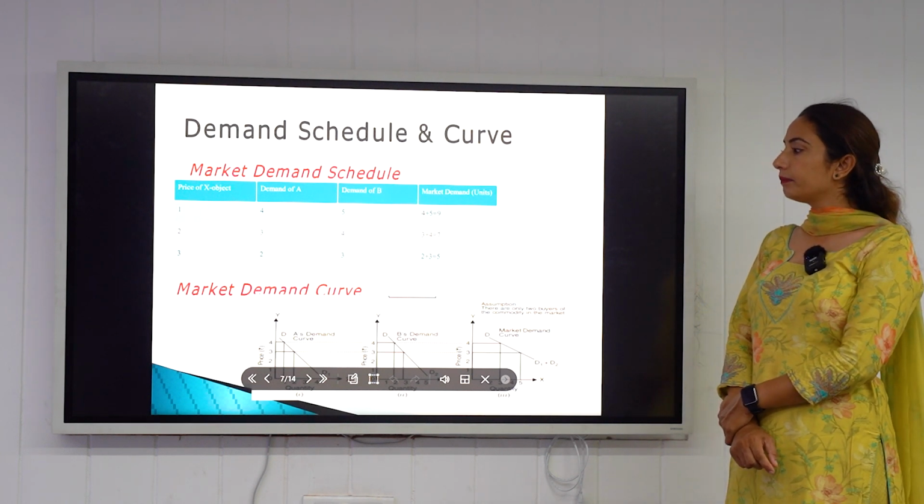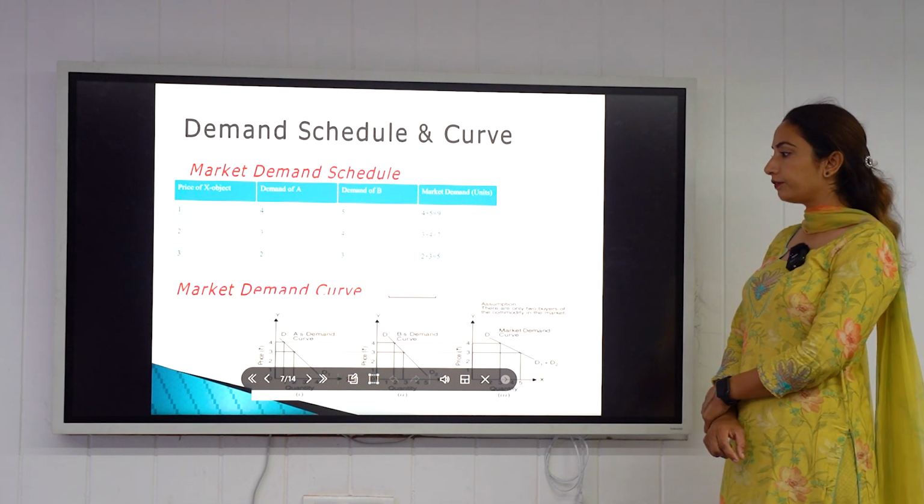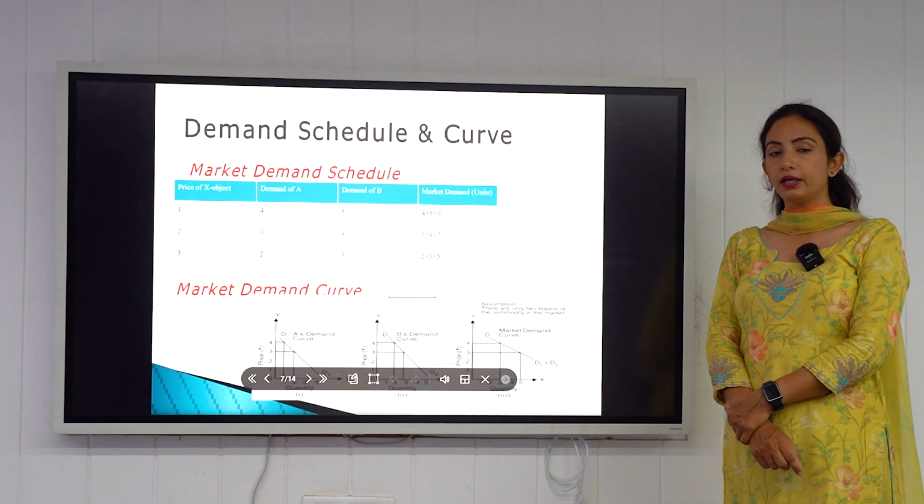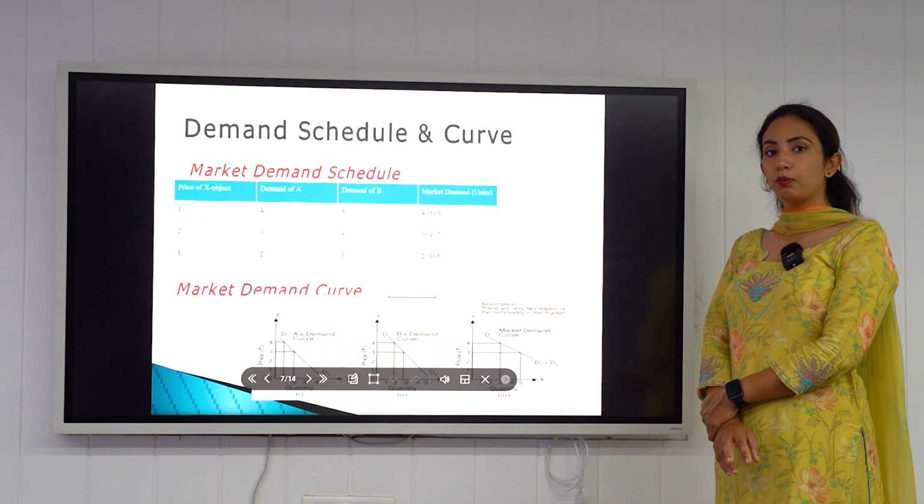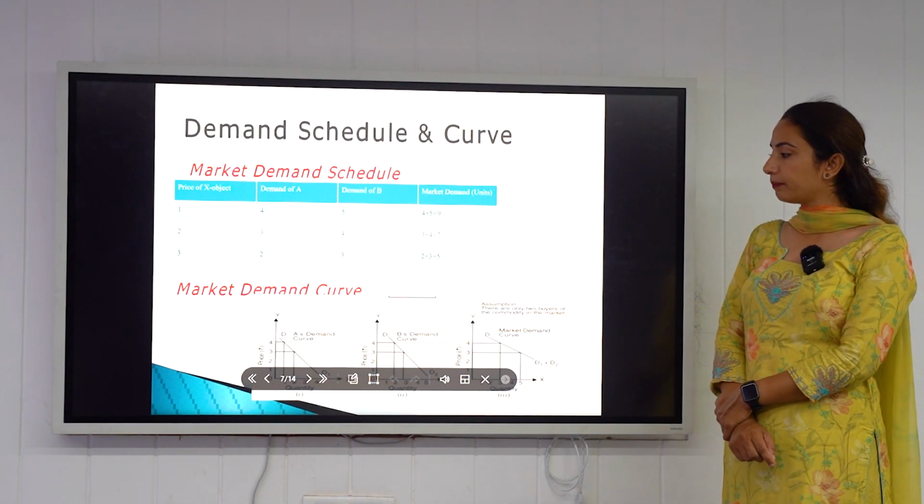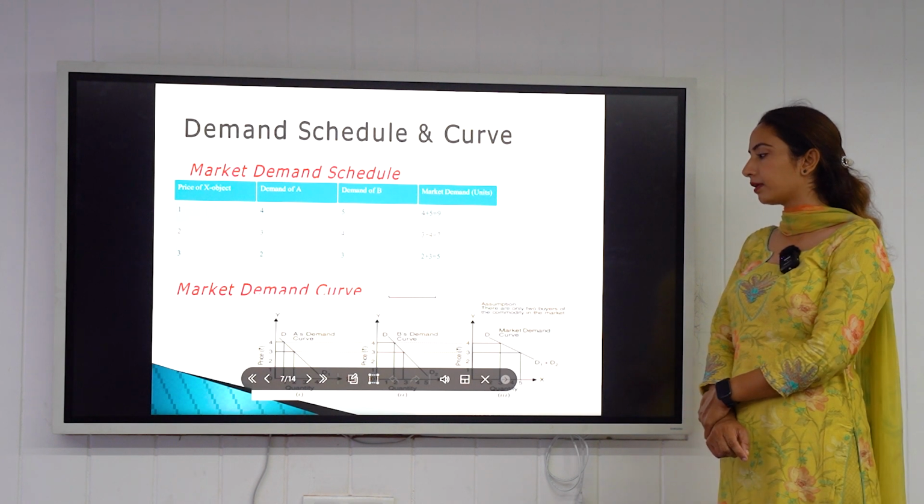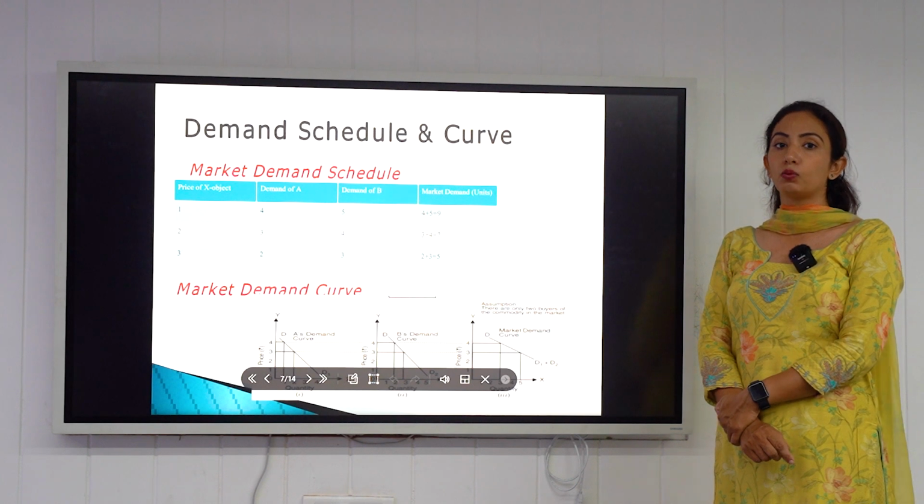And in the market demand curve, we'll have three different curves: depicting consumer A, depicting consumer B, and the collaborative one, the market demand curve. So here it is: A's demand curve sloping downward, B's demand curve sloping downward, and the market demand curve also sloping downward.